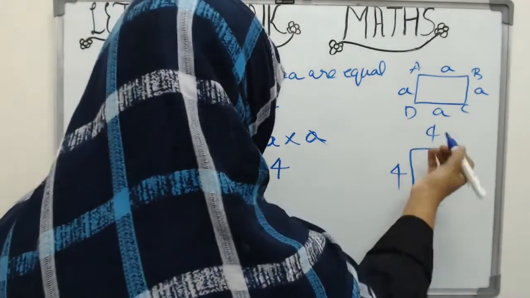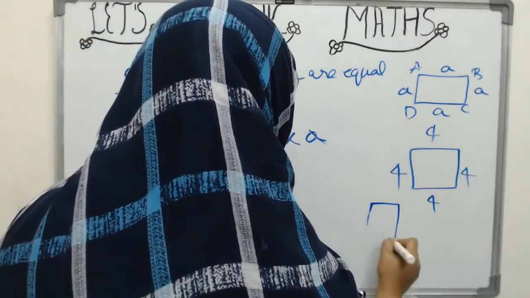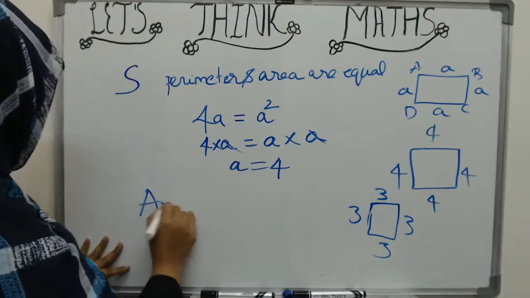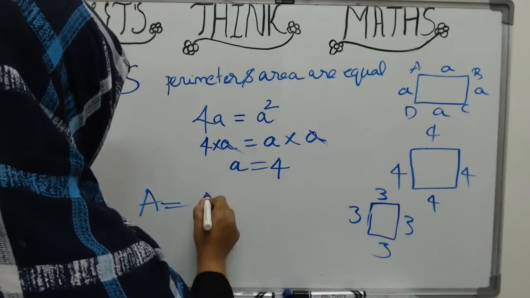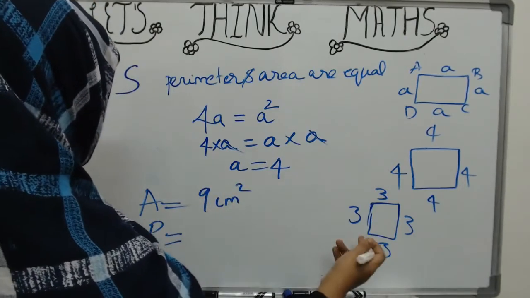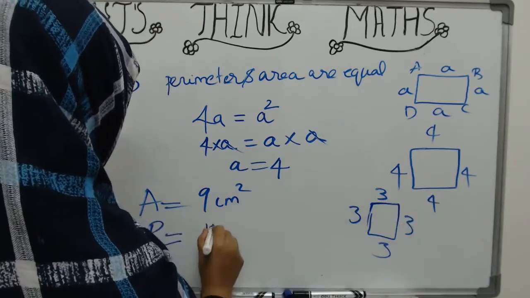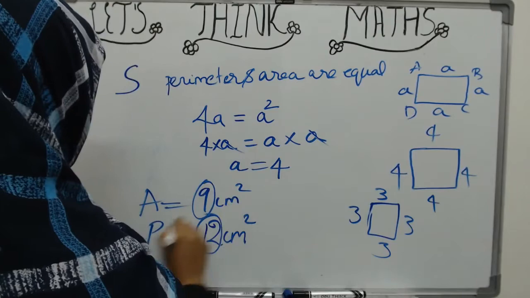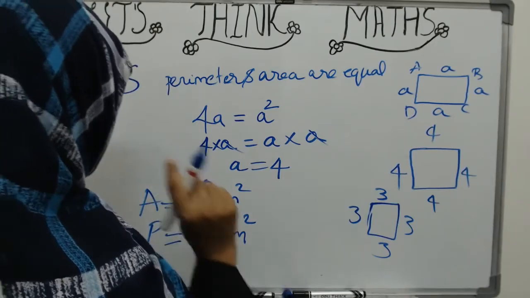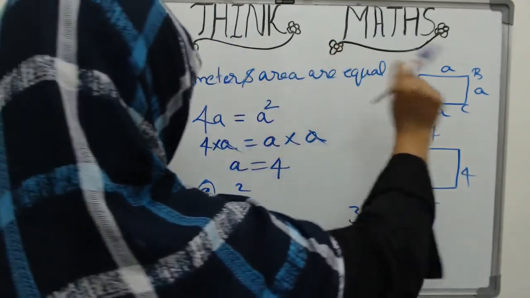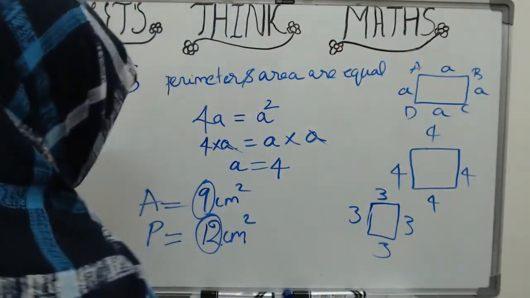Suppose, for example, take 3. Suppose you have a square whose sides are 3. What will be its area? Its area will be square of 3, which is 9. And what will be its perimeter? Its perimeter will be 4 into 3, which is 12. The numbers here will always be different. The only square for which these two will be equal is a square whose sides are 4 centimeters.